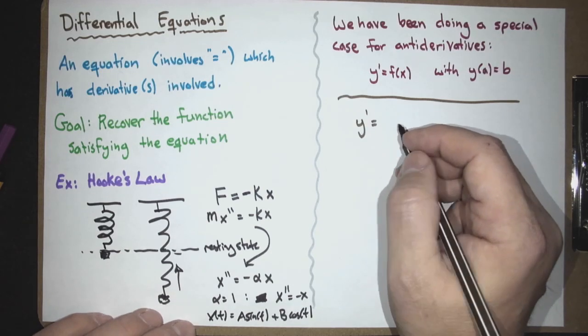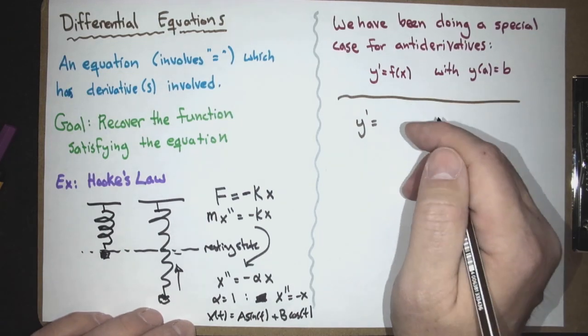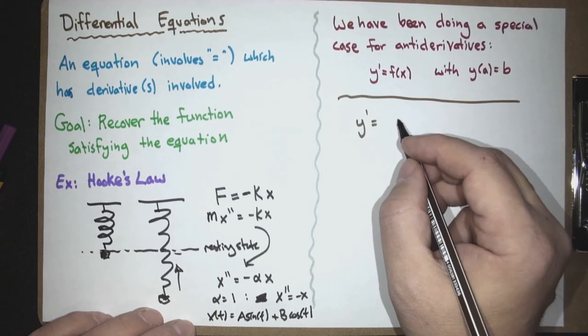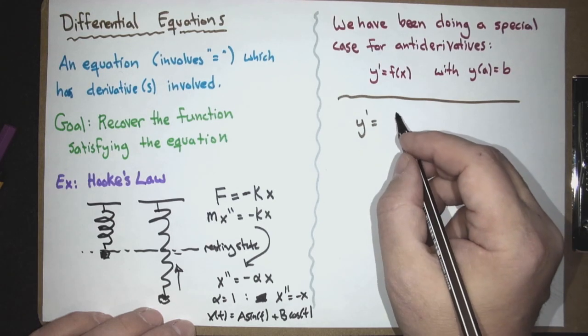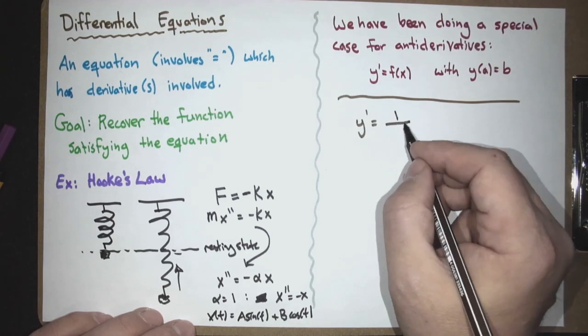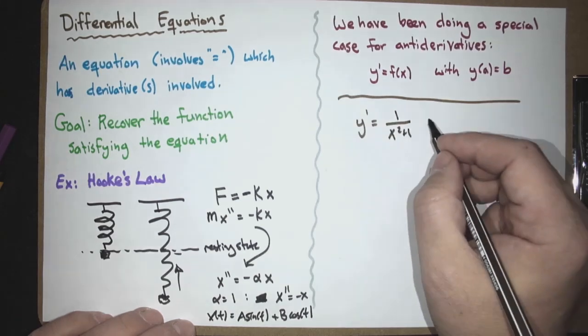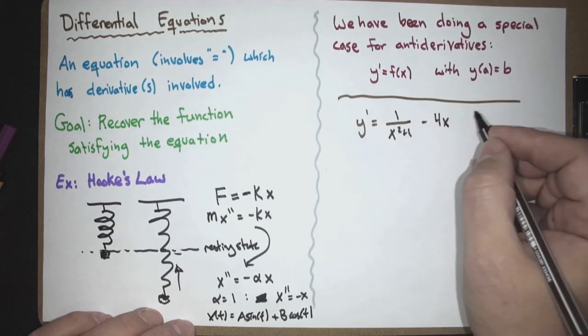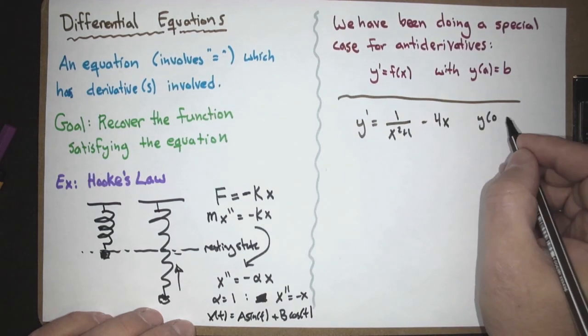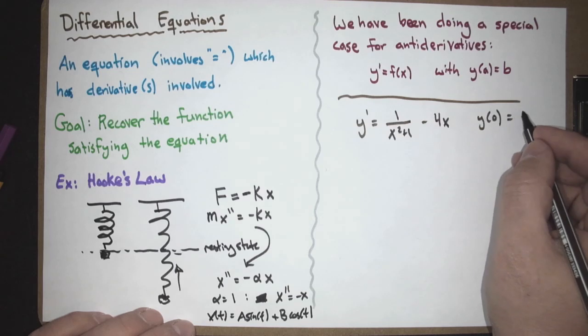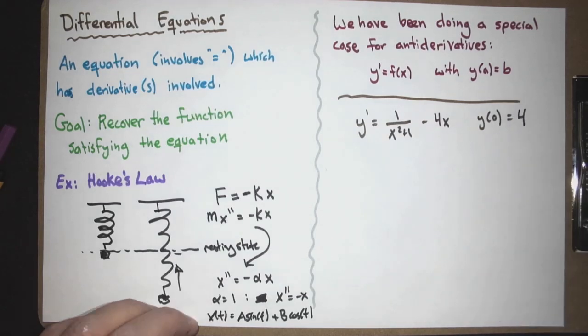You want to take the antiderivative of arctan? That's a Calc 2 kind of problem. To get to arctan. Okay, so 1 over x squared plus 1 minus 4x, and y of 0 equals 4.